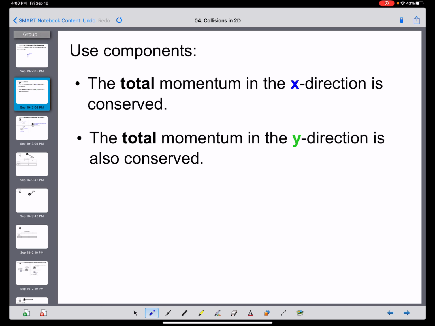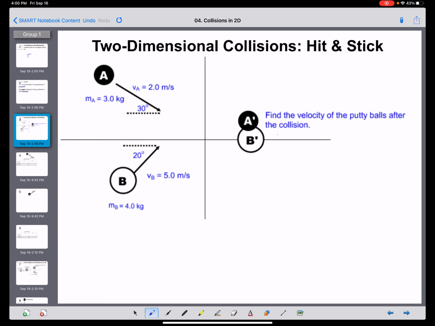We actually have to break the momentum vectors into components, and we're going to find the total momentum in the x direction, and that's going to be conserved. That means the total is going to be the same before and after. And we're also going to find the total momentum in the y direction, which will be conserved as well. To explain how to do this, we're going to look at this example here.